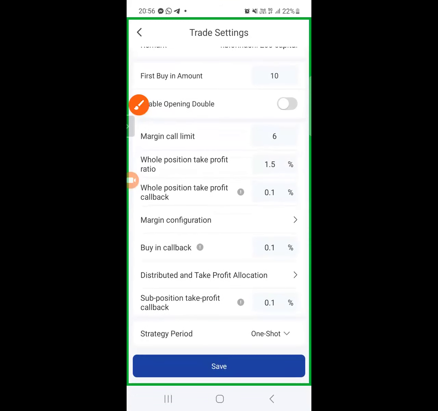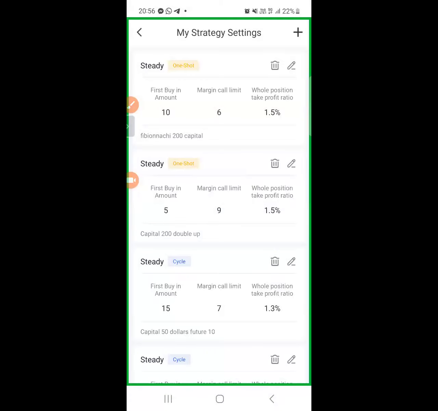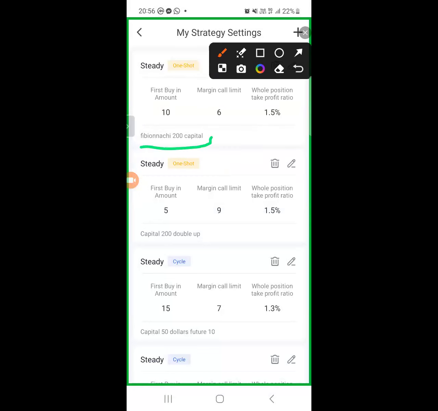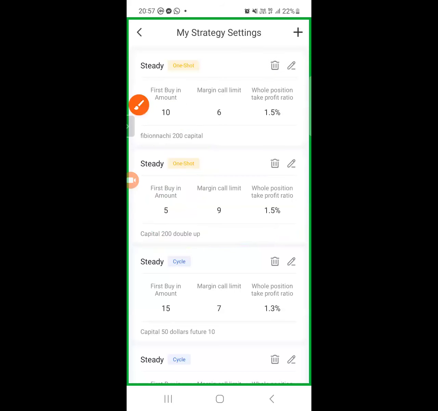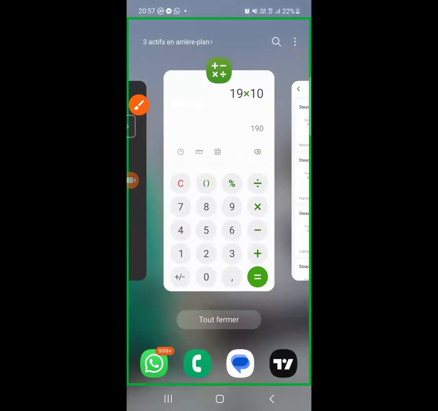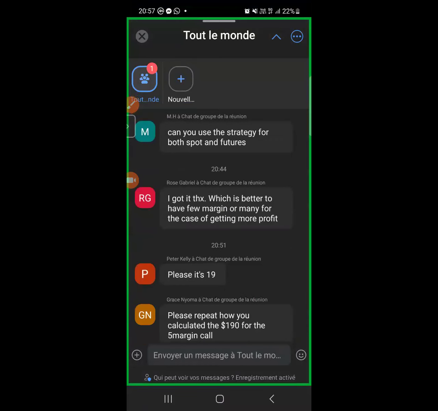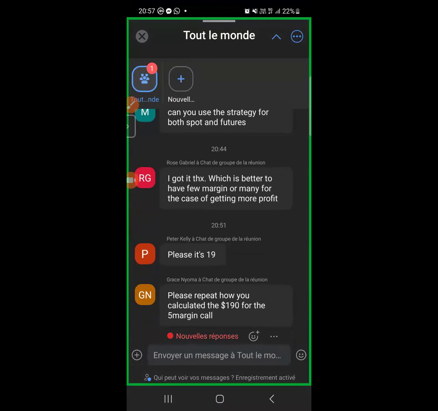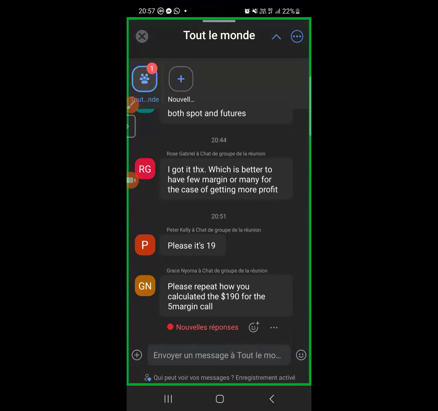So now we come and save it. Here we have the Fibonacci settings. We have here the double up settings. Okay, so you see the double up settings, the first buy amount is small, $5, because if you do $10, it will take you 400. Then here we make the first buy amount $10. So I hope the second strategy you have understood it. Have you understood it?